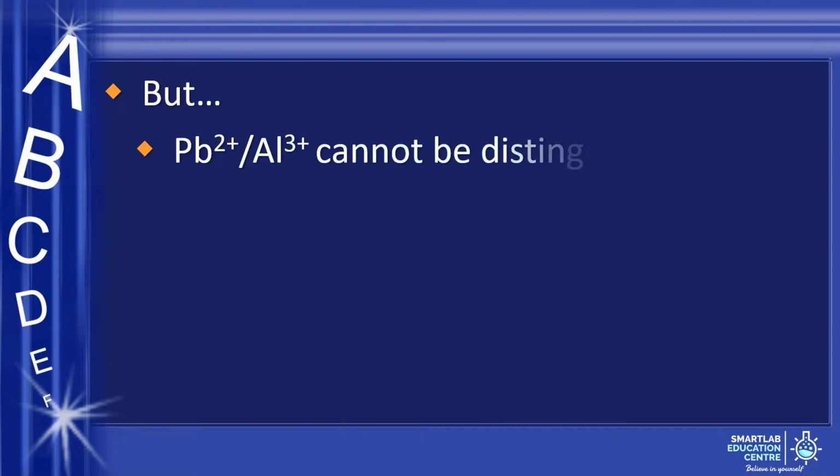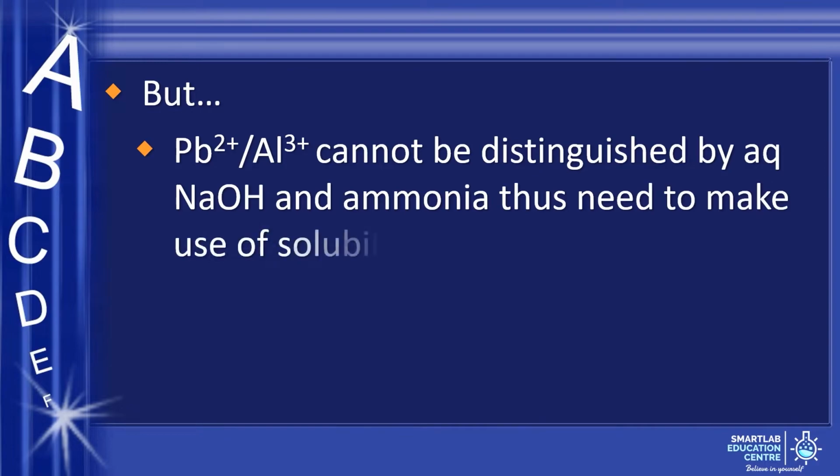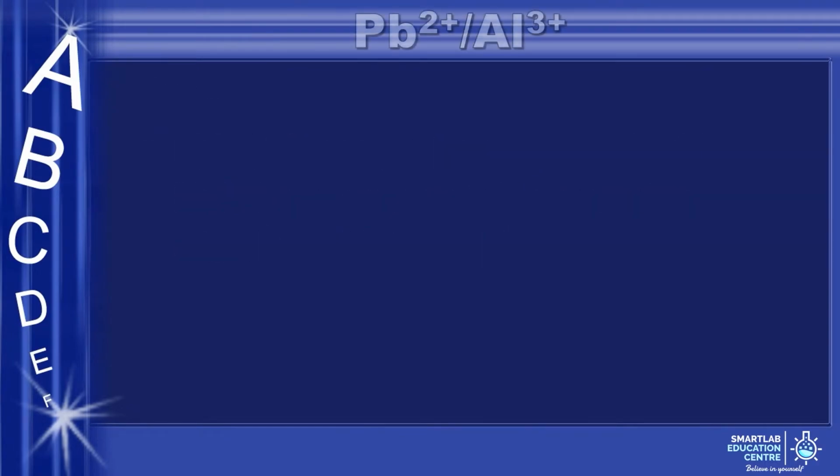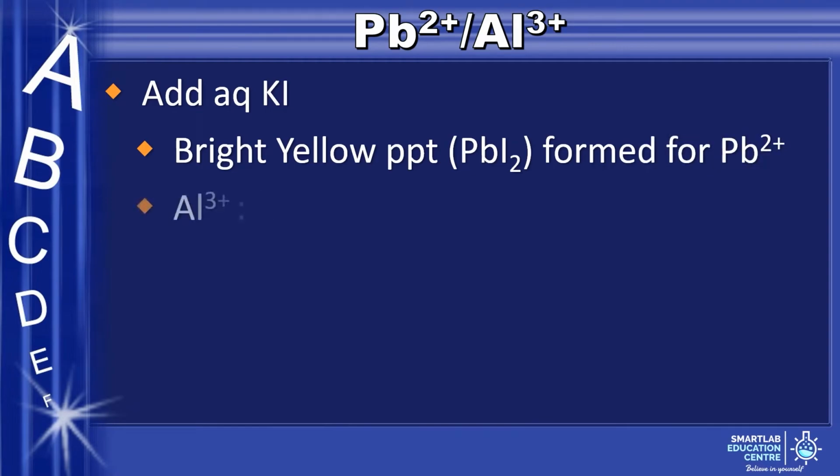However, lead and aluminium cannot be distinguished by sodium hydroxide and ammonia, and therefore we need to make use of solubility of salts. The first way is to add potassium iodide, where a bright yellow precipitate is formed for lead, while for aluminium it will form a colorless solution.